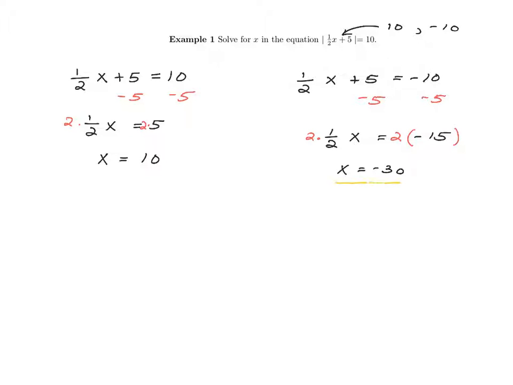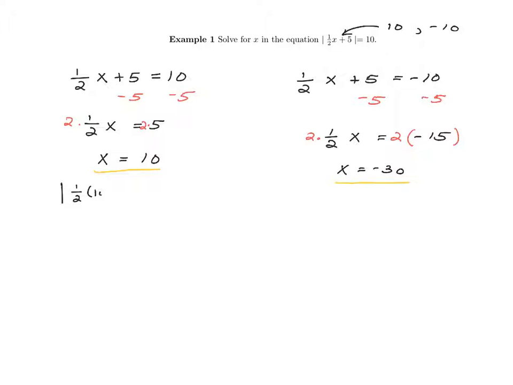X equaling -30, this is the one that would give me -10 inside absolute value. X equals 10 is the number that gives you 10 back inside absolute value as well. So I actually want to check this. So I'm going to check my work. Is 10 in fact a solution?